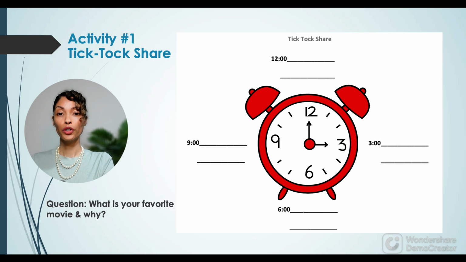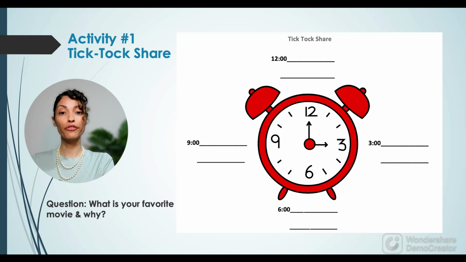Here's how it works. You pose a question to the class. For example, I used, "What's your favorite movie?" Students get a moment to think, then write their name and their answer in the 12 o'clock slot on their paper. Then, either you or a student sets a timer for 1 minute. During that minute, students move around the room, find a partner, and share their responses. They'll record their partner's name and answer in the 3 o'clock slot.